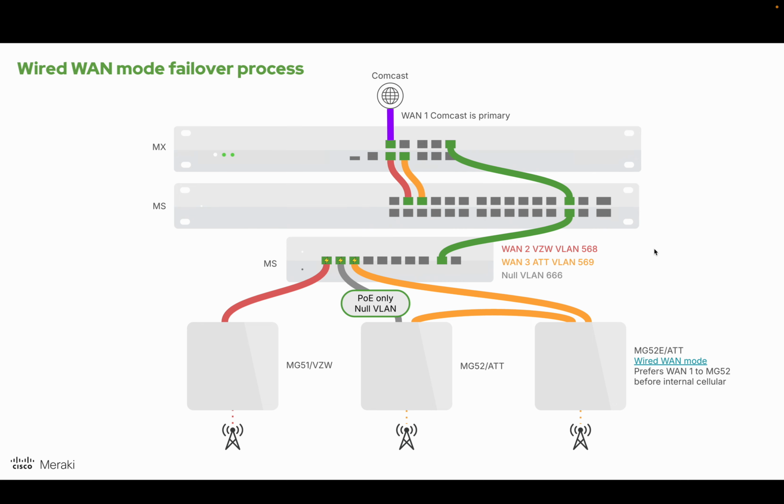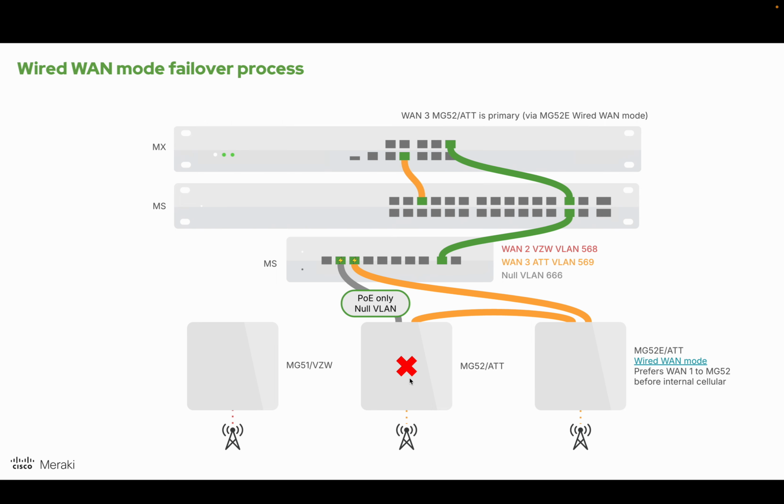So from a failover perspective, what it looks like is, like I said, WAN 1 is my primary. If that were to fail, then now the MX is using the WAN 2 connection down through the switching fabric. These green lines are simply .1Q trunks carrying all VLANs. So I will come down to my switching fabric and flow out through my Verizon MG on the lower left. If that connection fails, then I will start using the third WAN link on my MX, which flows through my switching fabric, comes all the way down to my wired WAN pass-through mode MG, and ultimately goes out my MG52 over here in the middle.